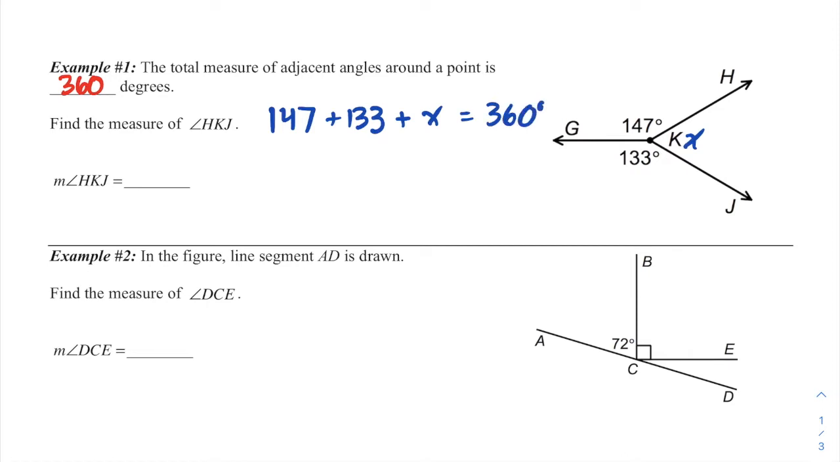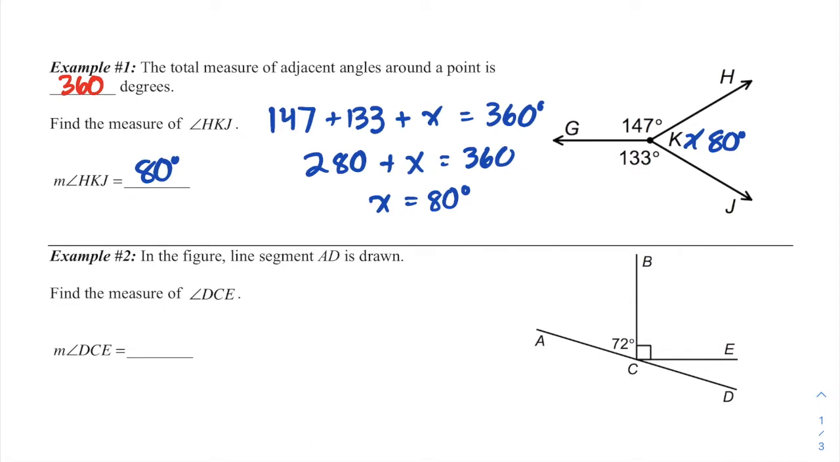You can use your calculator or, if you want to do it in your head, that's 280 plus X equals 360. Subtract 280, and we get X equals 80 degrees. So this angle right here would need to be 80 degrees. That will make all those angles around the point add up to 360.